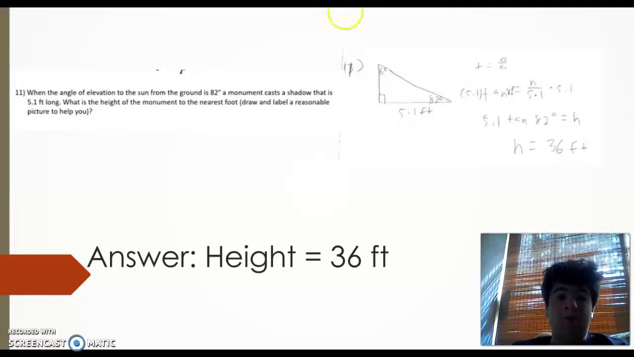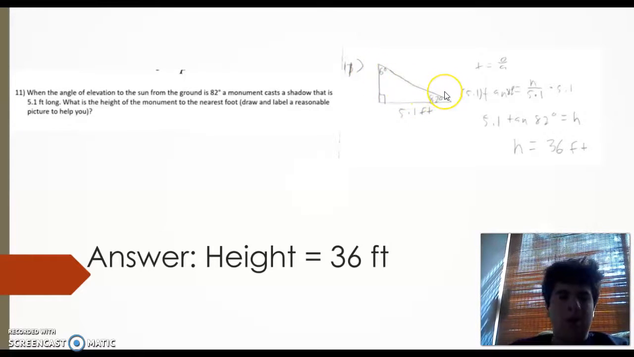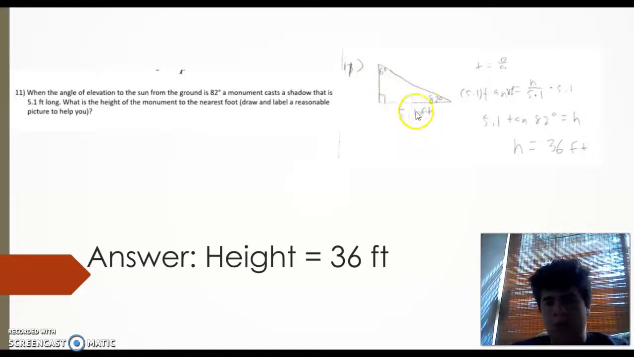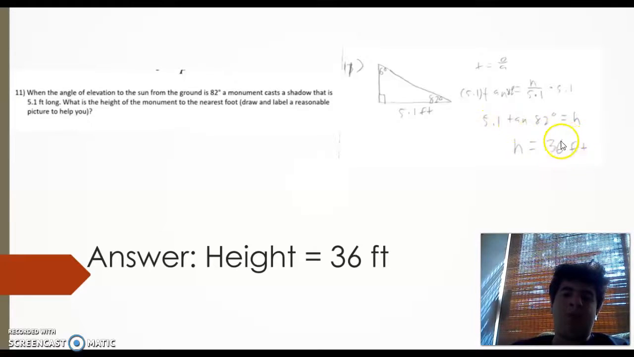When the angle of elevation from the ground, here's the ground, and then here's the angle of elevation of 82 degrees, and here's the shadow 5.1 feet long, and then draw down from here to make a right angle. So then, it has to find the height of the monument, so I use the tangent of 82 degrees, opposite over adjacent, multiply by 5.1 on both sides. Tangent of 82 degrees times 5.1 gives me the height of 36 feet.